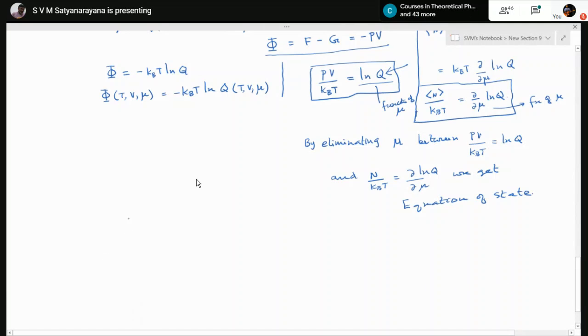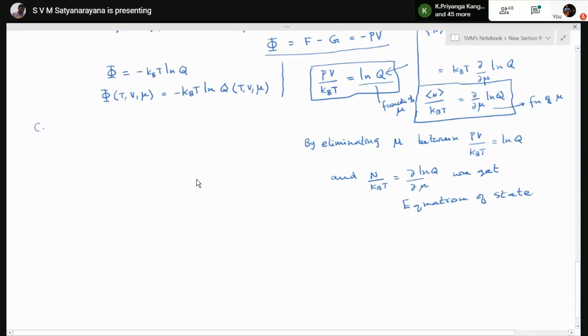So we have written down a formal expression for the probability of a microstate in the grand canonical ensemble, and then defined the grand canonical partition function. And now we have related the grand canonical partition function to thermodynamics. So these are the three things that we have done so far. But we must also understand how to calculate this Q for a given system.